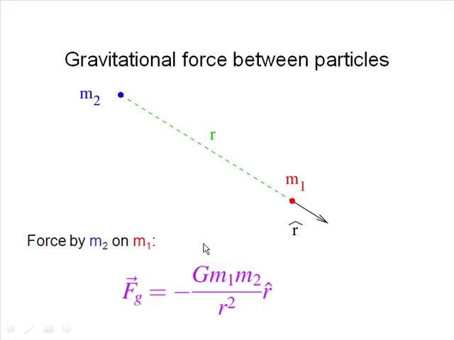It's actually a very small constant. We will be measuring it later, but it turns out to be about 6.67 times 10 to the negative 11, and the units are newtons meters squared per kilogram squared. So it's a very small constant.